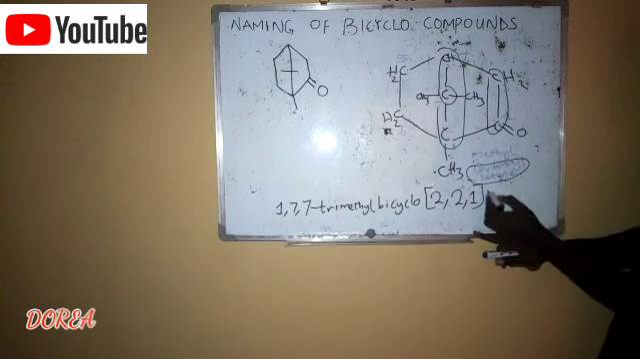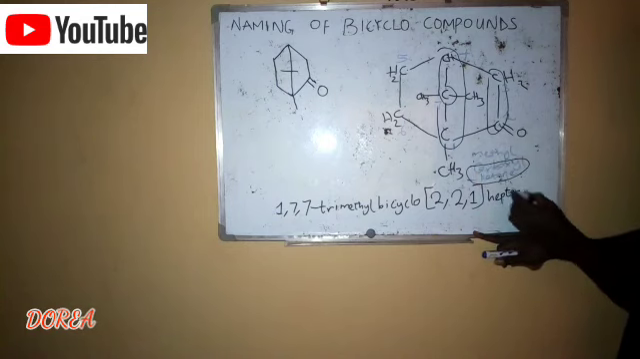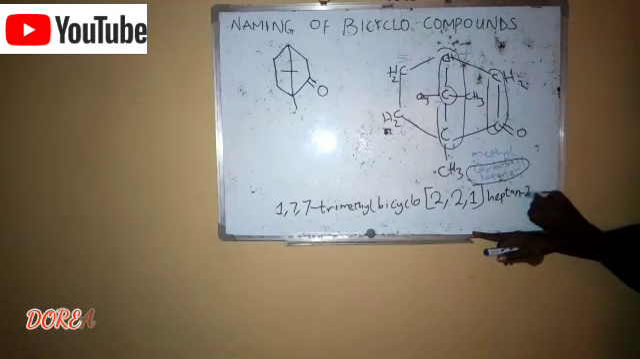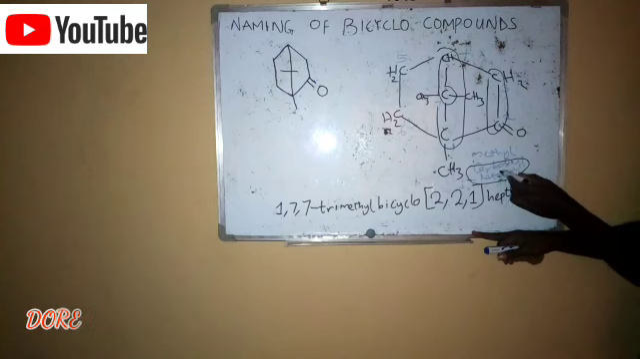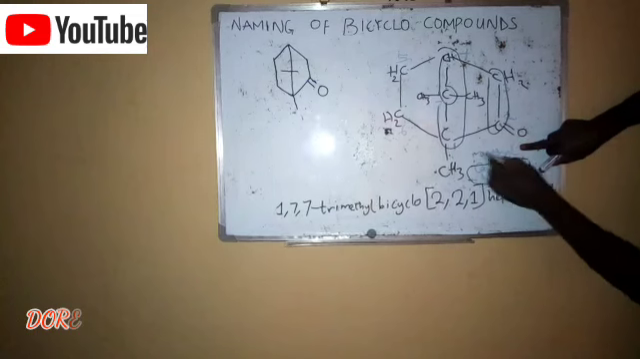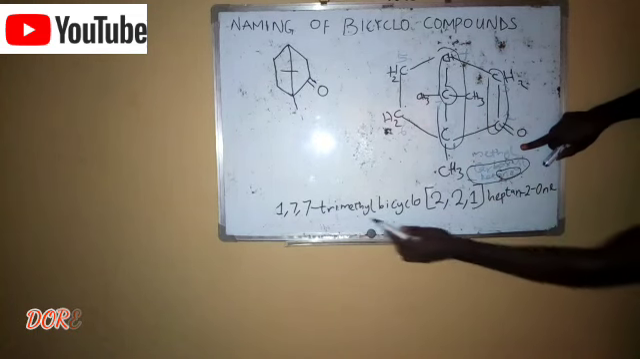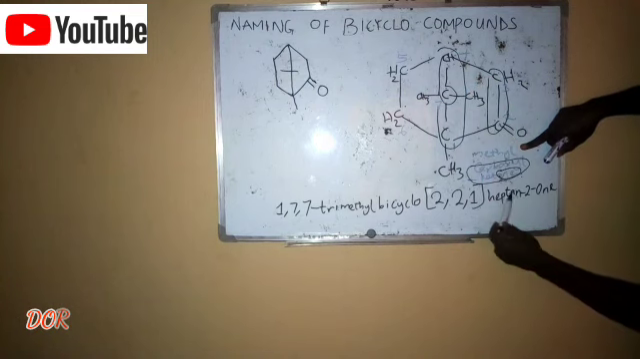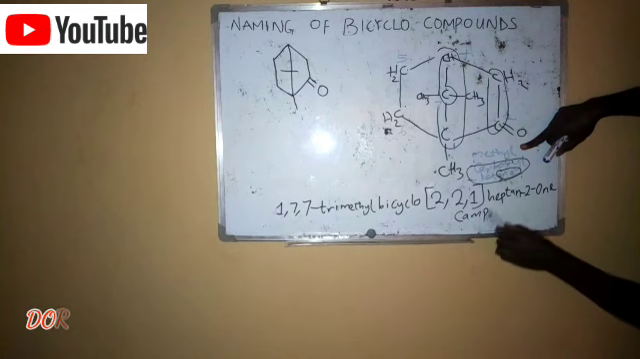So this is 7, which is what? Hept. So we say heptan. This is where we include the carboxyl group, the ketone, heptan 2 on, because it is a ketone, so we include on. So this is 1, 7, 7 trimethyl bicyclo 2,2,1 heptan 2 one. So this is simply what we know as camphor. This is camphor.